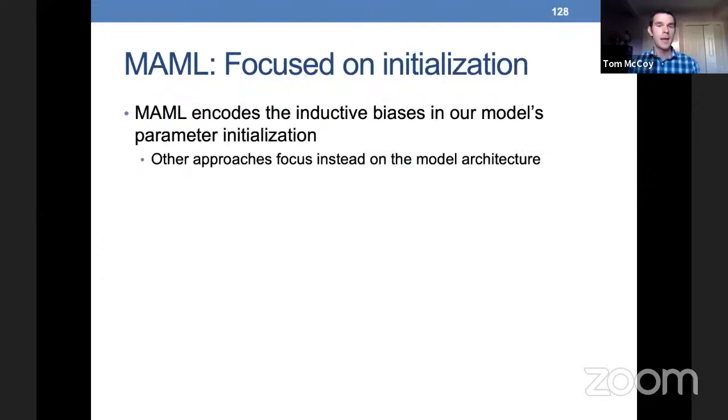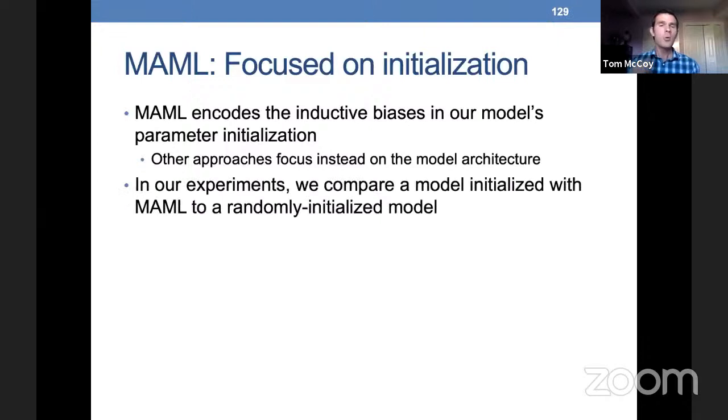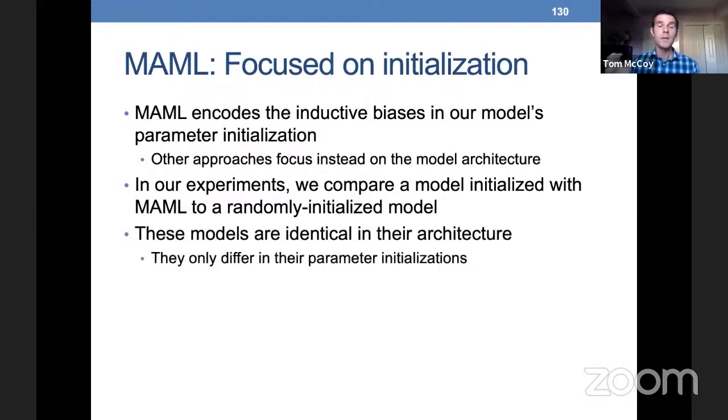An important aspect of MAML is that it mainly encodes the model's inductive biases in the model's parameter initialization, whereas other approaches for giving inductive biases to a model often will instead focus on the structure of the model's architecture. In our experiments, we're going to compare a model initialized with MAML to a randomly initialized model. It's important to note that these two models are identical in their architectural structure.